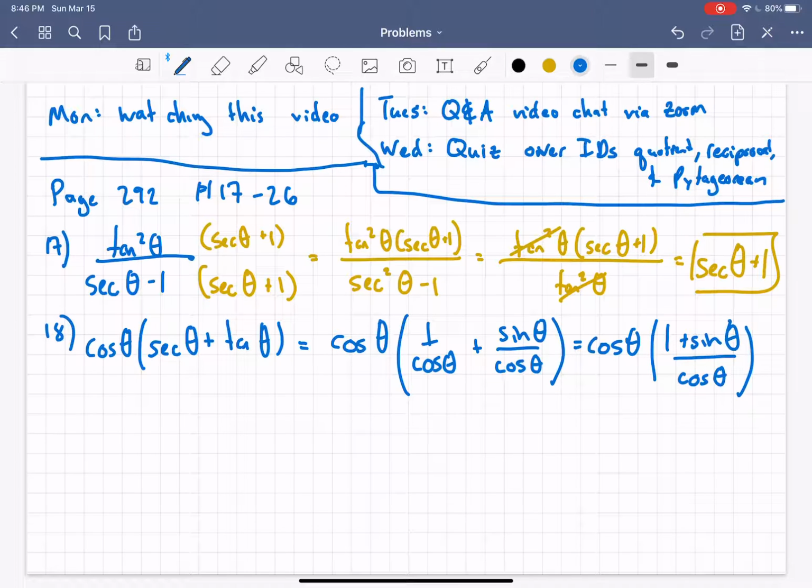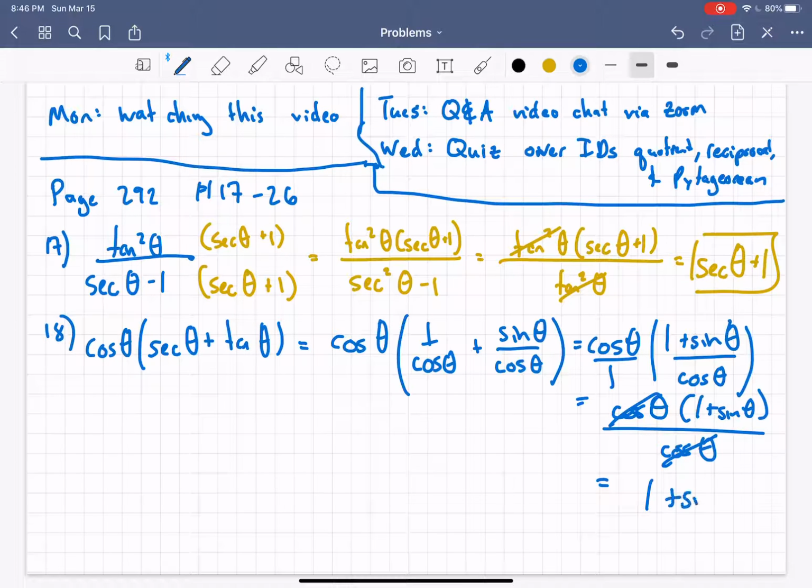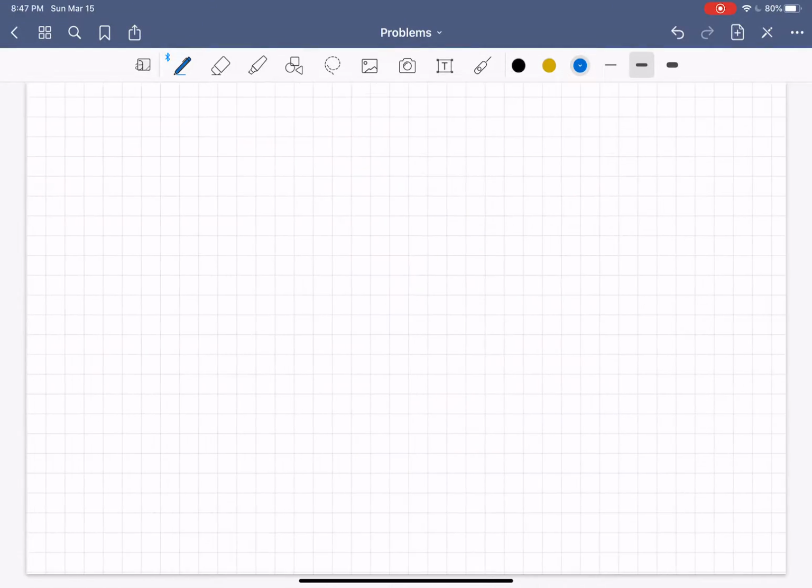If we multiply this all across, we have cosine theta times 1 plus sine theta. And then on the bottom of both of them, because this is the invisible one, we have cosine theta, which means these cancel out. So we are just left with, at the end, 1 plus sine theta, which would be our final answer. Wouldn't be too hard to get there either. So let's move on to the next one, number 19.